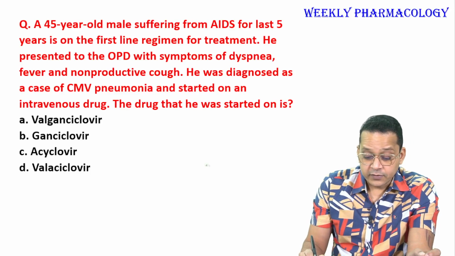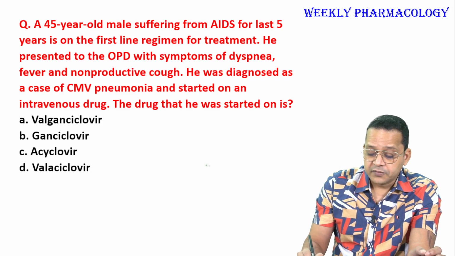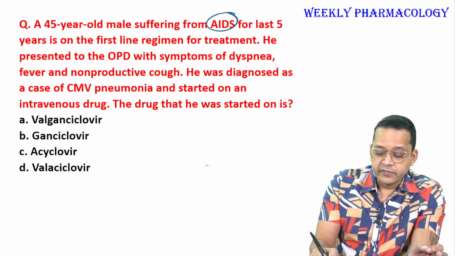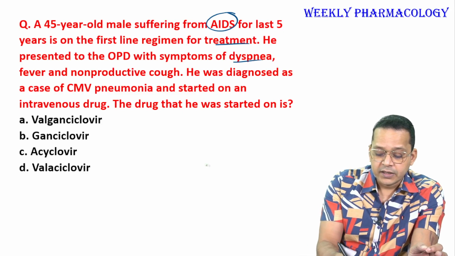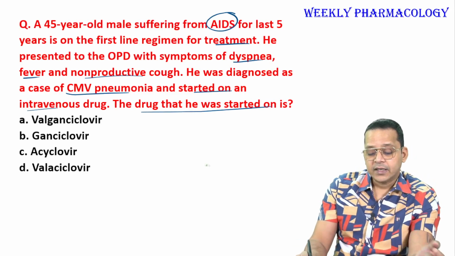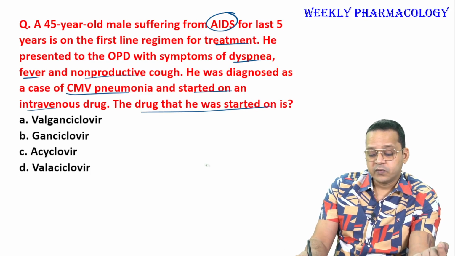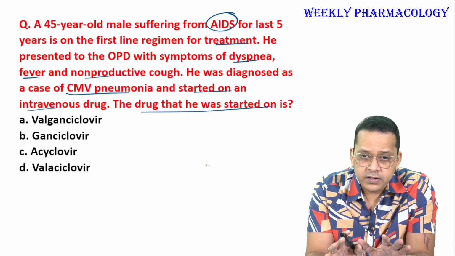All right, let's have a look at the next one. Is it easy or difficult? A 45-year-old male suffering from AIDS for the last 5 years is on first-line treatment of AIDS. He presented to OPD with symptoms of dyspnea, fever, non-productive cough. He was diagnosed as a case of CMV pneumonia and started on an intravenous drug. The drug that he was started on is valganciclovir, ganciclovir, acyclovir, valacyclovir. Guys, what is the answer?